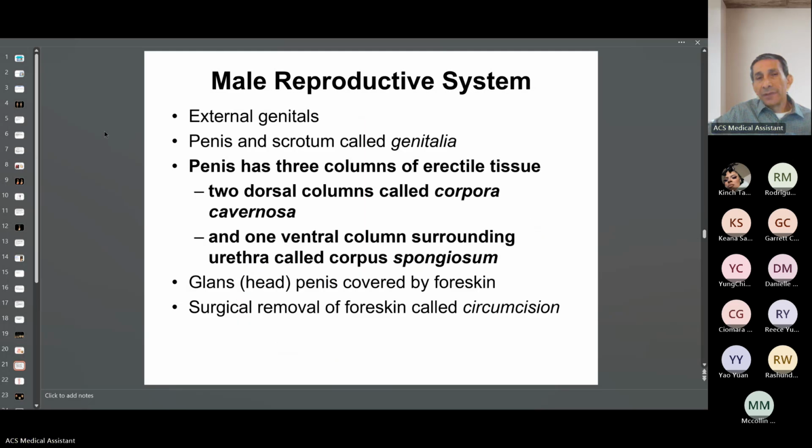Moving on. Okay, so we go over these internal structures because everything that we talk about is internal. Remember, I say internal because the testicles are internal. The testicles are not external. Remember, the testicles are inside the scrotum. So the scrotum is external, not the testicles. The urethra is internal. The penis is not, because the urethra is inside the penis.